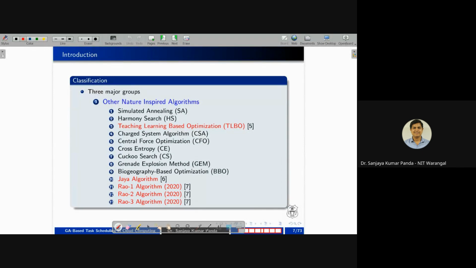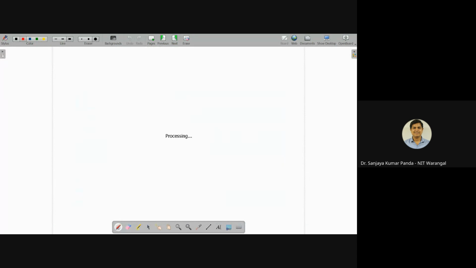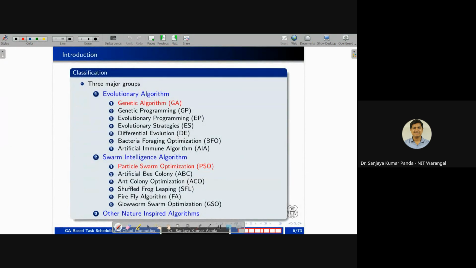So under this nature-inspired algorithm, we'll see two algorithms as a part of this faculty development program. We are going to discuss teaching learning based optimization and the extension of teaching learning based optimization algorithm, that is called the Jaya algorithm. So let us start with the first one, that comes under evolutionary computing, or evolutionary algorithm, that is genetic algorithm. One example of that is genetic algorithm. So we'll focus on the genetic algorithm.